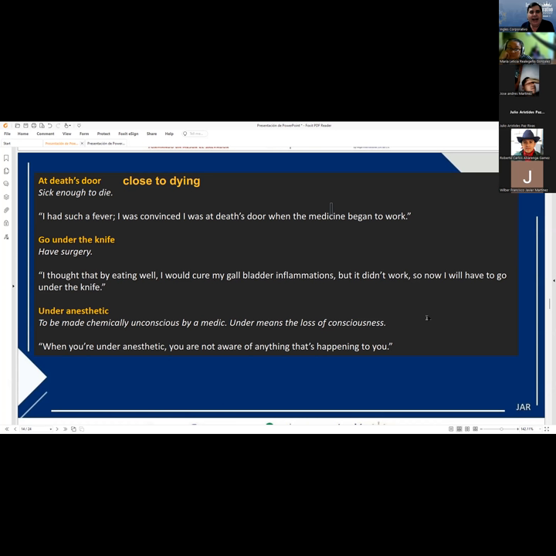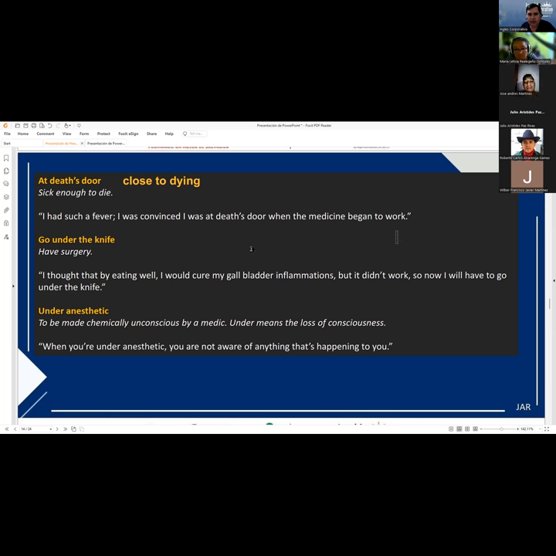You say, I had such a fever, I was convinced I was at death door when the medicine began to work. Okay. My daughter was at death door when she was like, what, 2 years old? And I took her to the doctor, and the doctor told me, a little more, you delay, and she, right? So now she's 21 years old. Okay. And I'm very happy that she's fine, okay? So, at death door.